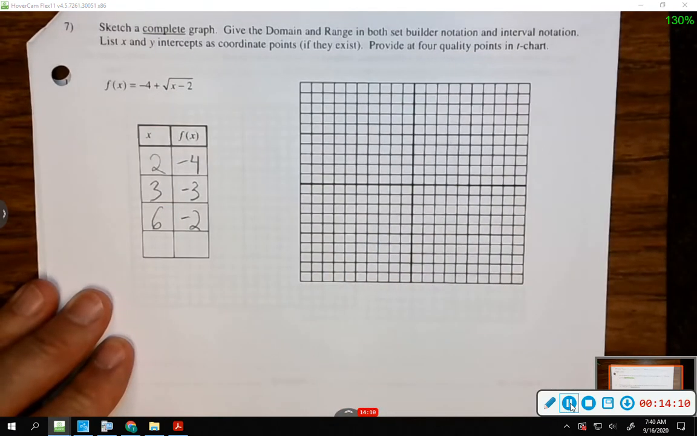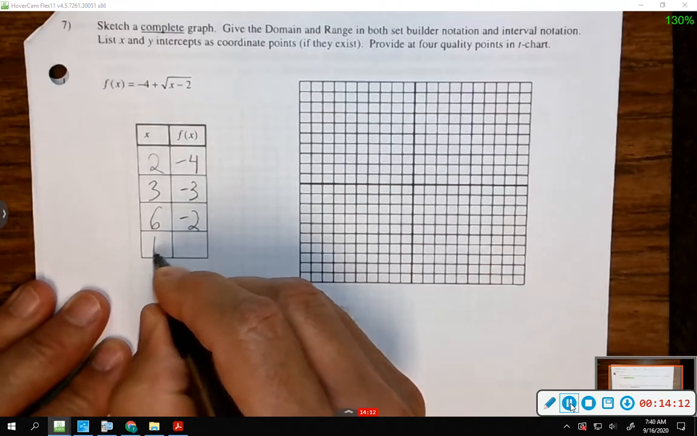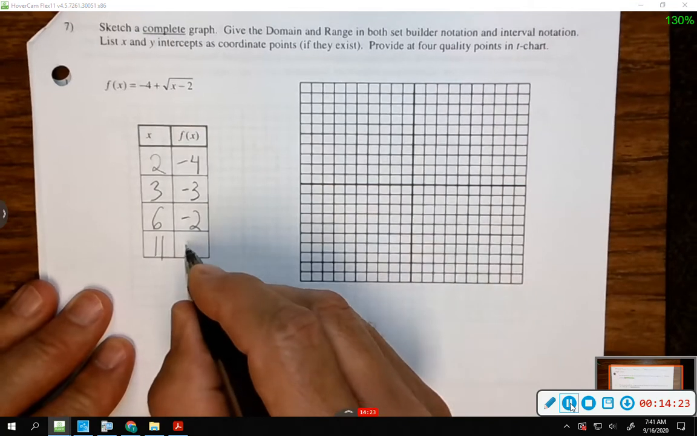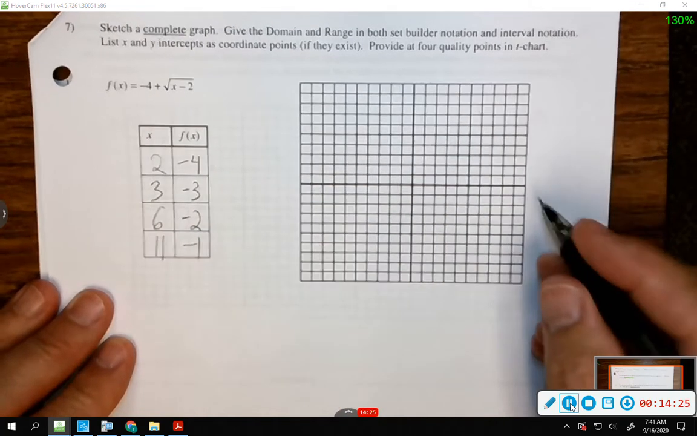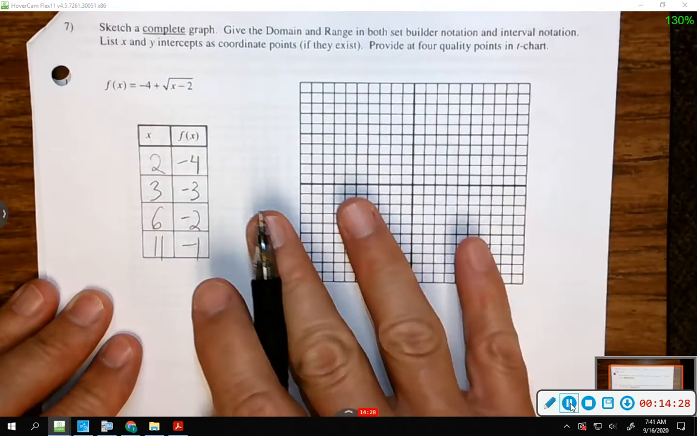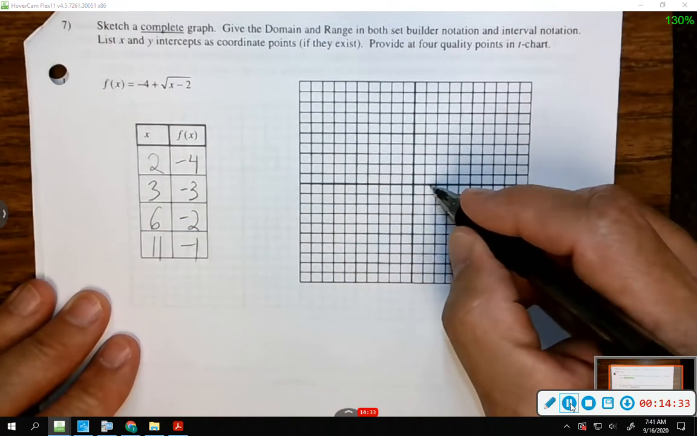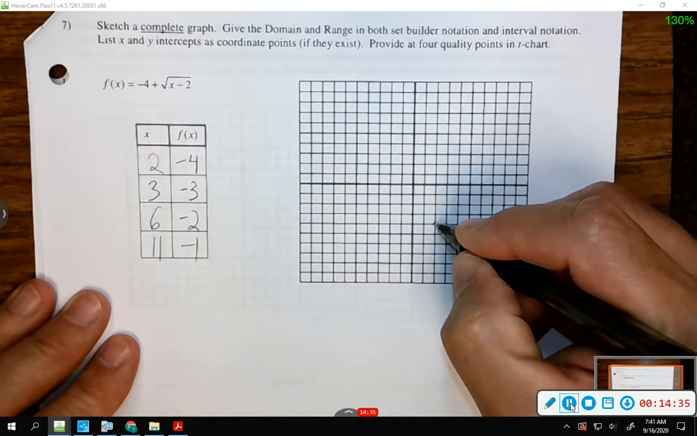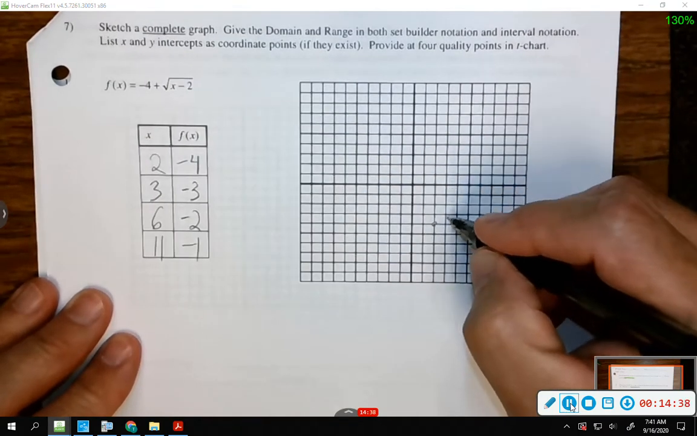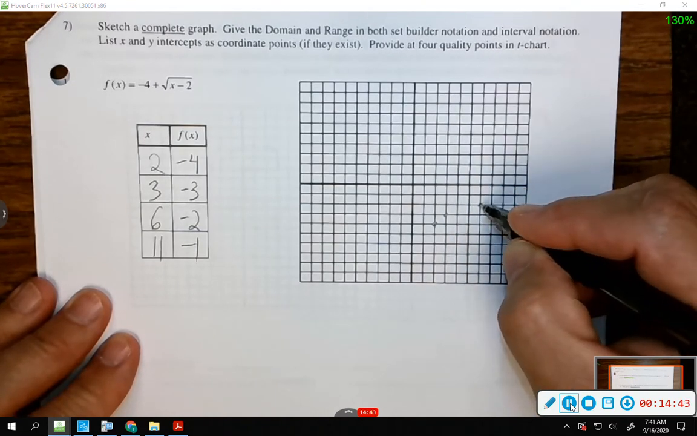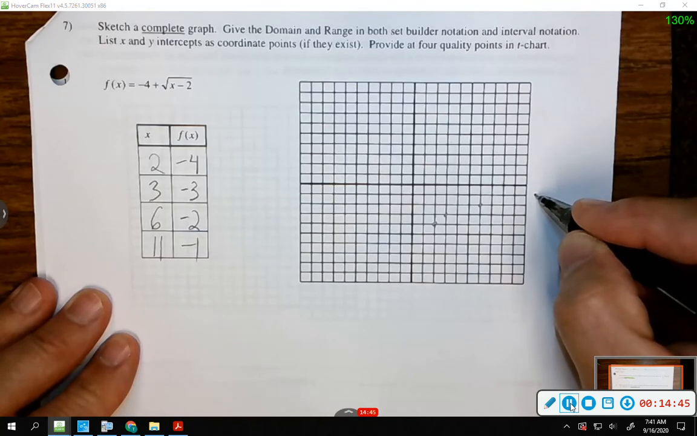Okay, even 10. The next one that you could plug in is actually 11. 11 minus 2 is 9. Square root of 9 is 3. Negative 4 plus 3 is negative 1. Now this one doesn't fit on the graph, but whatever I give you here, you should be able to fit on a good graph that I'm going to provide for you on the actual test. So if we go to the right 2, down 1, 2, 3, 4. If I go to the right 3, I'm going down 3. If I go to the right 6, I'm going down 2. And if I go over 11, I'm going down 1.